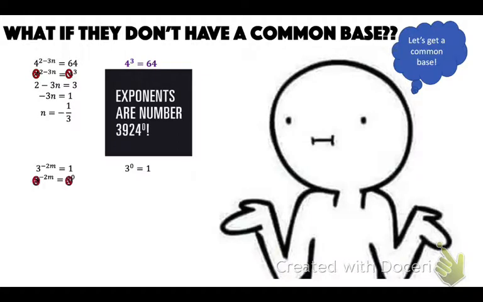Then those cancel, and I'm left with negative 2m equals 0. We can just divide by that negative 2 here, which means m equals 0 divided by negative 2, which is 0. Cool?